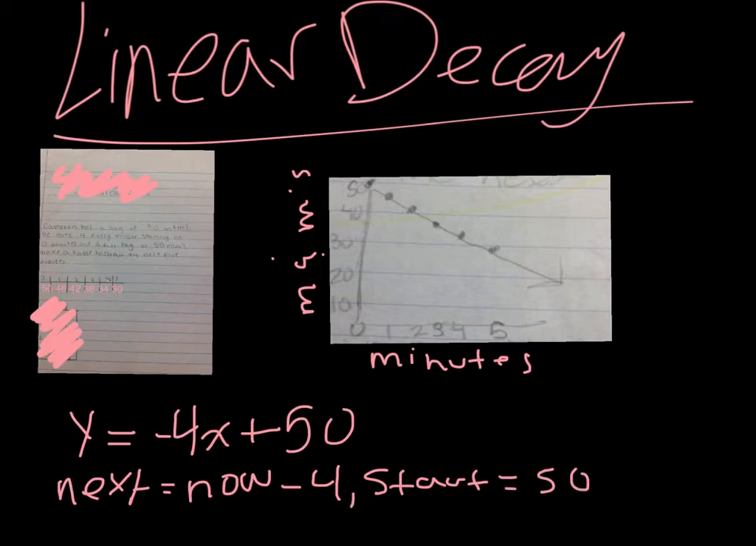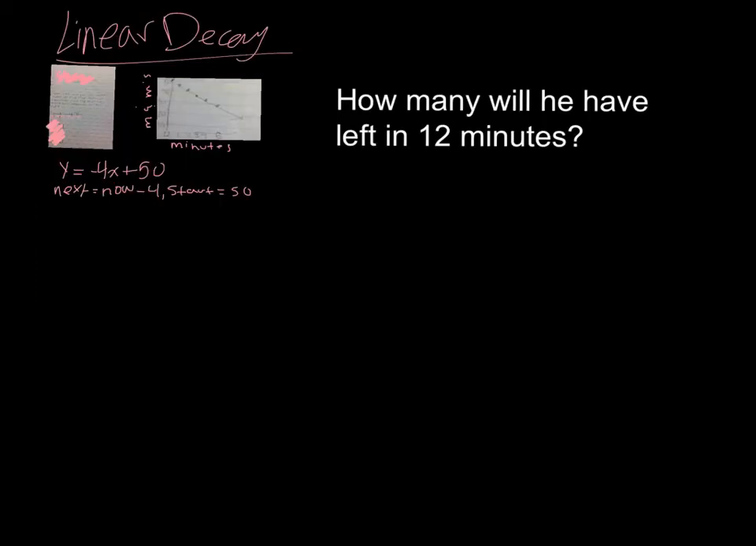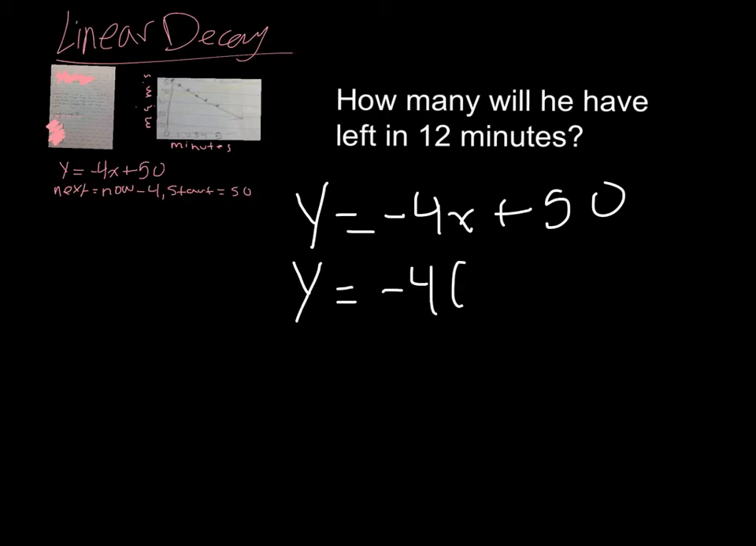This is our problem. How many M&Ms will he have left in 12 minutes? For this, we must input it into the equation. Our equation, once again, is y equals negative 4x plus 50. The minutes is the x column because it is the independent variable and is not changed due to the y. So it'd be y equals negative 4 times 12 plus 50.